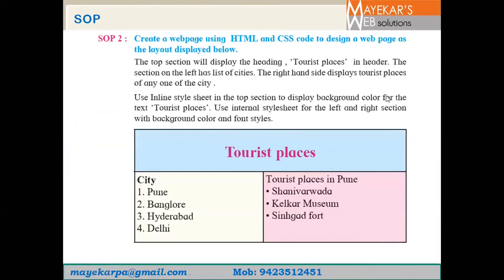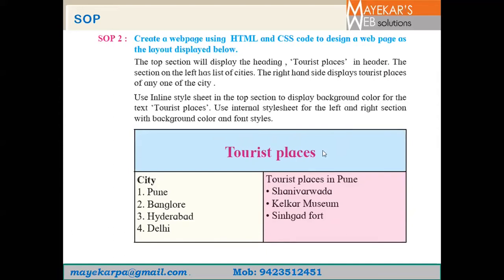So see here, this is your SOP2, the second practical. What is the objective of this practical? Create a web page using HTML and CSS code to design a web page as the layout displayed below. So what you have to do here is design a web page. The layout of the web page will be displayed like this. See here, there are 3 different sections created on the web page. Here is the first section.